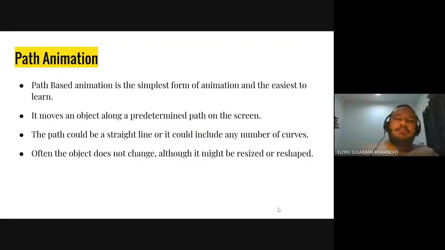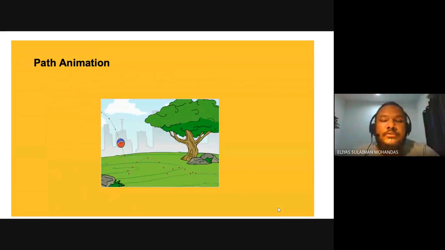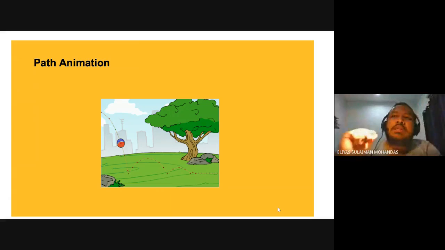Path animation is the simplest form of animation and the easiest to learn. It moves an object along a predetermined path on the screen. The path could be a straight line or it could include any number of curves. Often the object does not change, although it might be resized or reshaped. Okay, like the ball, yeah, from one point to another. All right. Okay, and yes, you can even use this on PowerPoint where you can move an item or an image, and as it gets to another point, the item becomes bigger, larger, or smaller. Yes, you can utilize the animation panel that is available on PowerPoint.